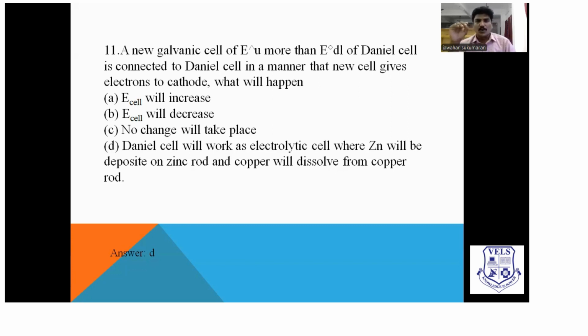Daniel cell will work as an electrolytic cell where zinc will be deposited on the zinc rod and copper will dissolve from the copper rod. Because electrodes are made up of platinum because it is inert. Okay. Platinum, because it is inert. So the correct answer is D.